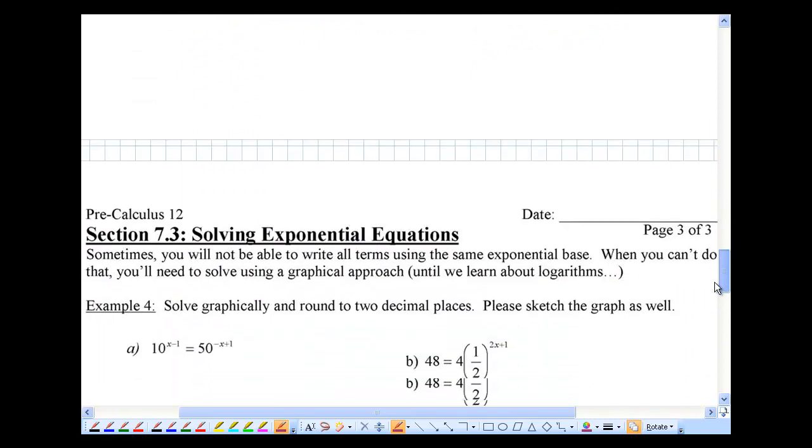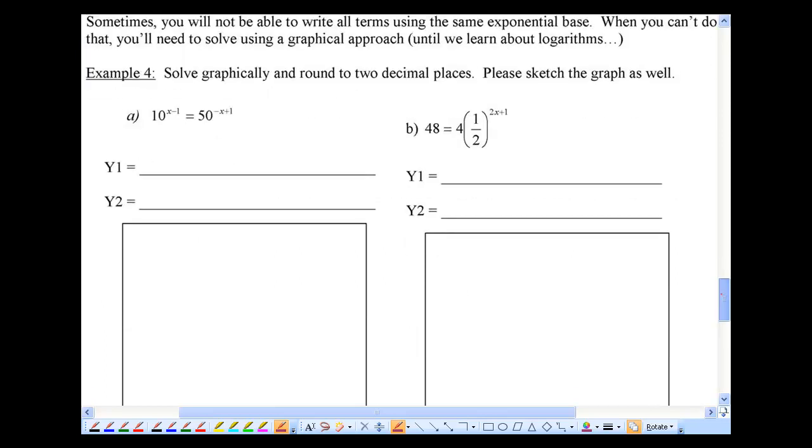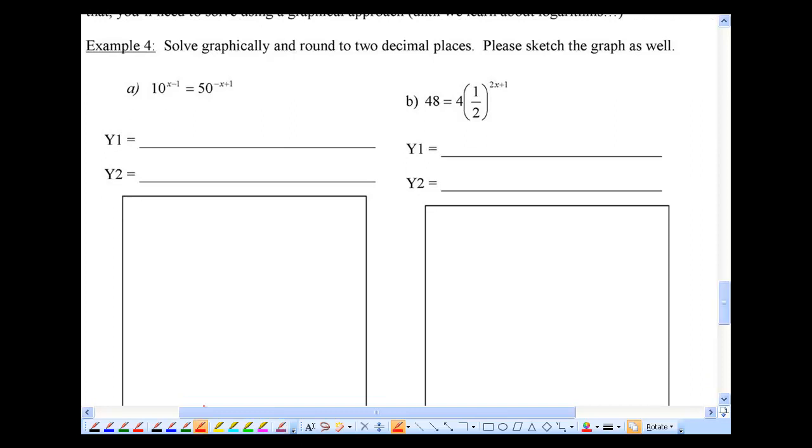Turn the page, and sometimes you can't write all the terms using the same exponential base. So until we learn something called logarithms in Chapter 8, we're going to have to solve this using a graphical approach. Graphical approach means we want to solve graphically, so that's why I have your graphing calculator. All you really need to do is split it up into y1 and y2, so that's 10 to the power of, and put a bracket around the exponents, please. And do the same thing with the 50, so negative x plus 1. Gonna make this a little bit smaller so we can see it.